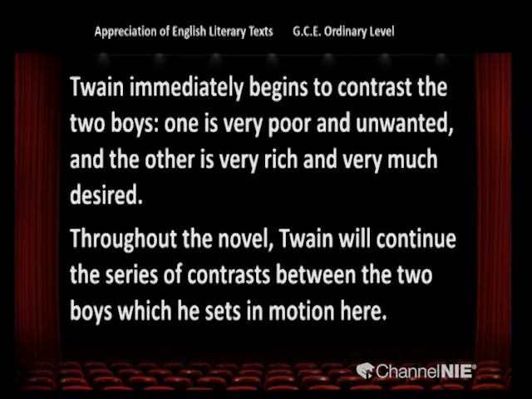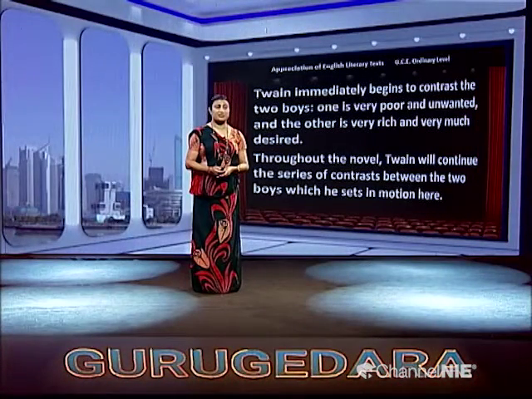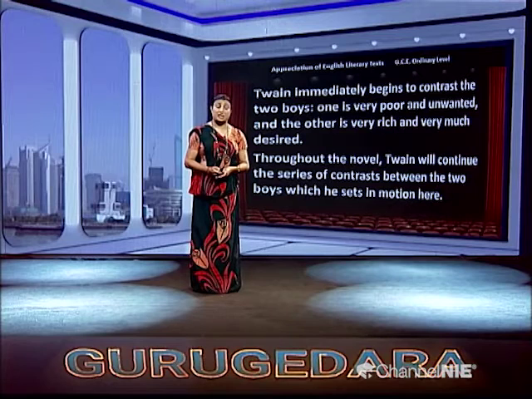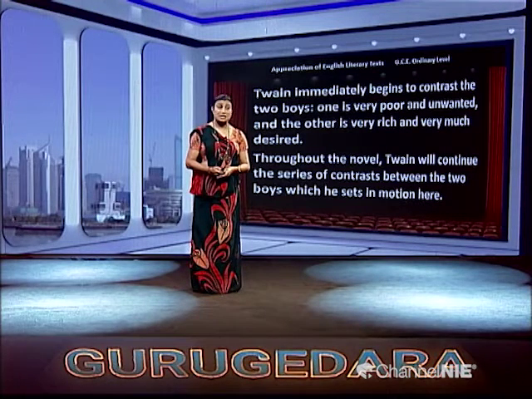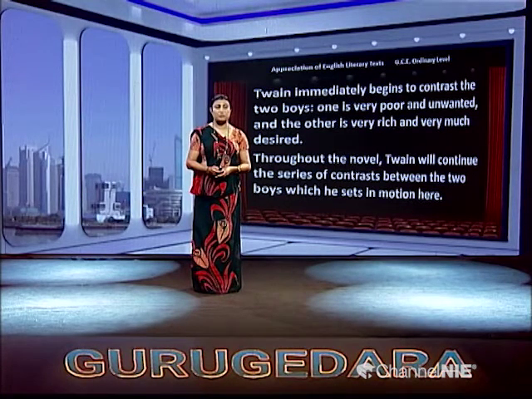So you can see, John Canty was not happy when Tom Canty was born. He thought it is another mouth to be fed because they are poor and they are beggars. Then King Henry was eagerly waiting for the birth of his son. Throughout the novel, Twain will continue the series of contrasts between the two boys, which he sets in motion here.